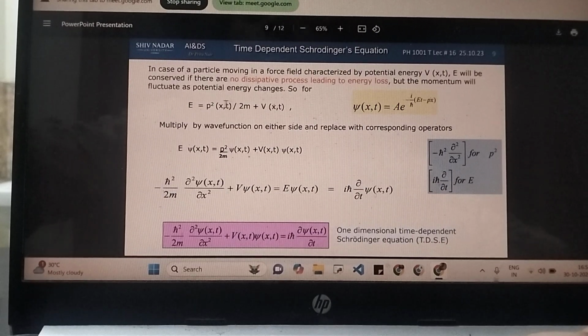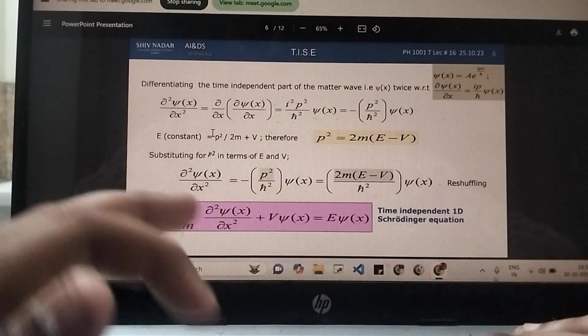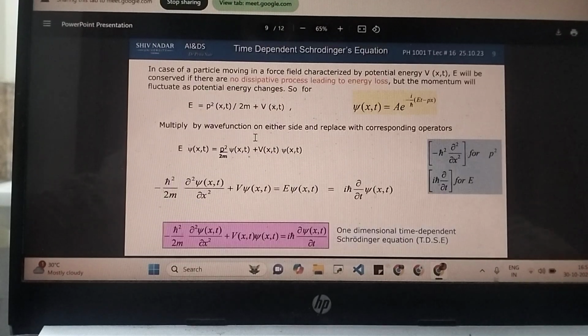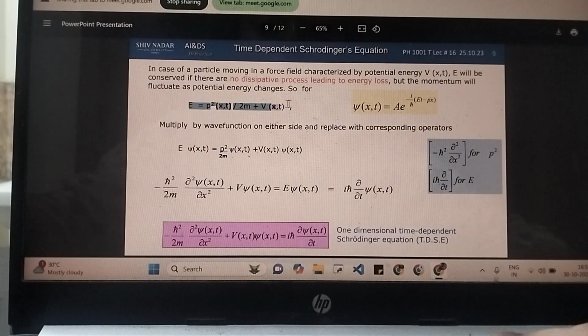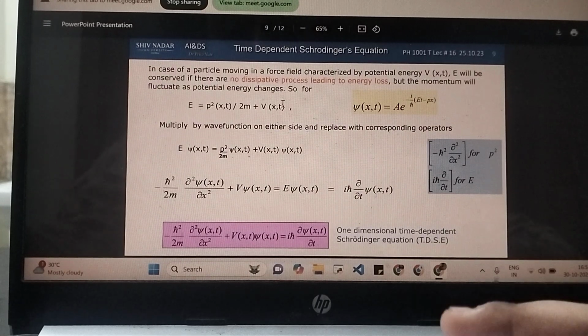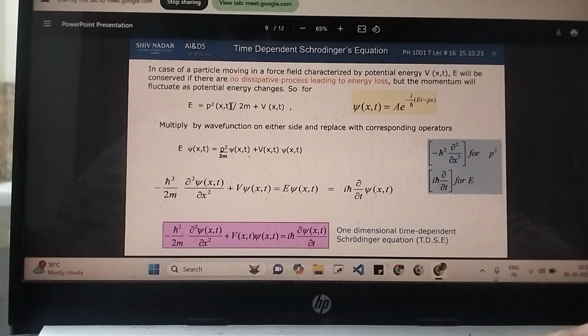Energy is kinetic plus potential, which is p squared by 2m plus V, which we already saw over here. But here in the time independent case, p and V were constants, whereas in our time dependent case, both of them are a function of x as well as t. So that is why we have this expression, energy is p squared of x comma t by 2m plus V of x comma t. What does it imply? It means that p and V are both functions of x and t, meaning they both vary with position and time.